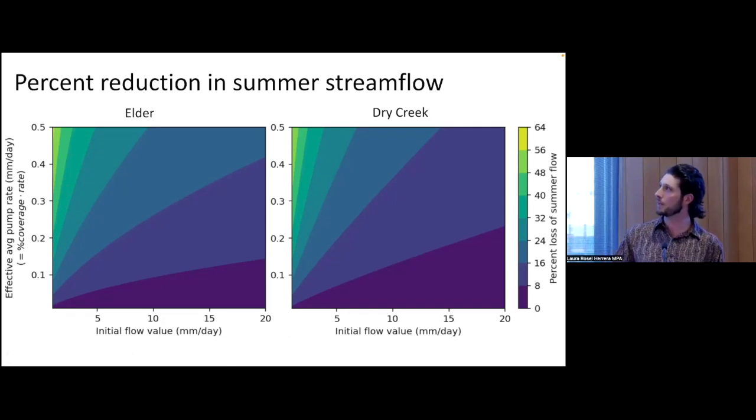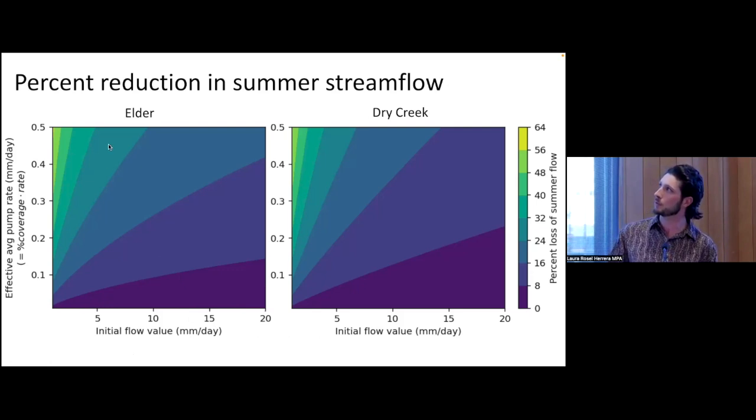So here I've plotted initial flow value on the x-axis, which is representative of water year. Values on the left of the x-axis would be a very dry year, and values on the right would be representative of a very wet year. On the y-axis, we've got an effective pumping rate, which is the area of cannabis times the extraction rate. Warmer colors represent higher impacts relative to cooler colors.